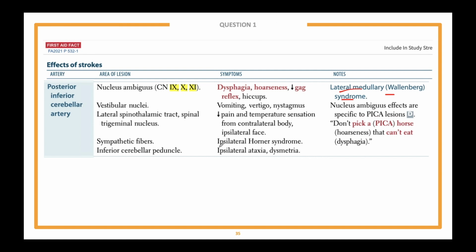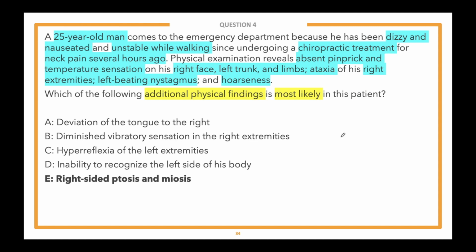So now that we've looked at this slide and this table on PICA or lateral medullary stroke, let's go back to our question. And hopefully you guys will start to see that some of those signs and symptoms are matching up really nicely with PICA or lateral medullary syndrome. Absent pinprick and temperature sensation from the left side of the body, but the right face. And ataxia of the right extremity, so that's suggesting cerebellar or inferior cerebellar peduncle involvement, and that would also be ipsilateral, right-sided, because it's a cerebellar issue.